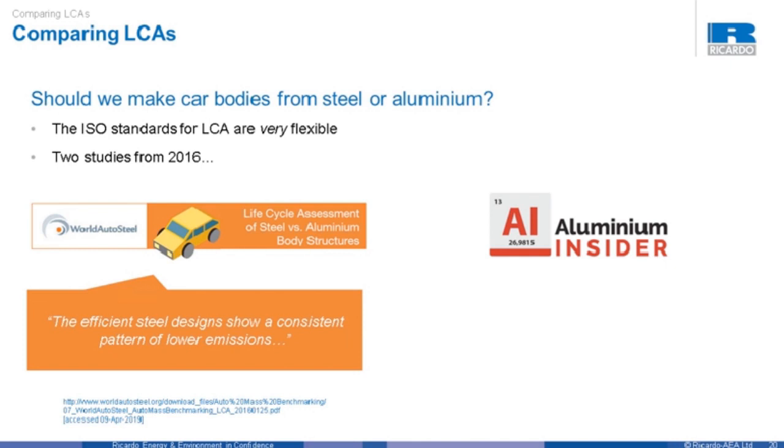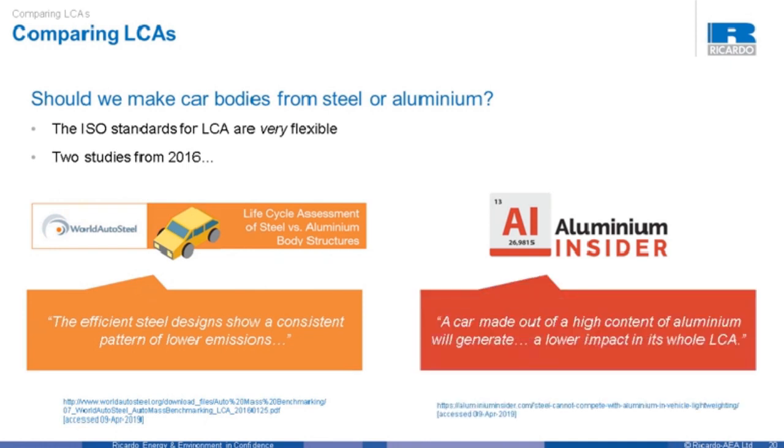The aluminium designs showed high production phase emissions due to the energy-intensive manufacturing process, which is offset neither by the reduced use of emissions nor the significantly lower end of life due to the larger recycling credit. However, Aluminium Insider found the exact opposite, stating aluminium did have a lower life cycle impact.